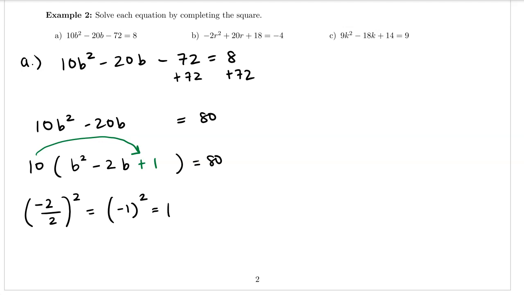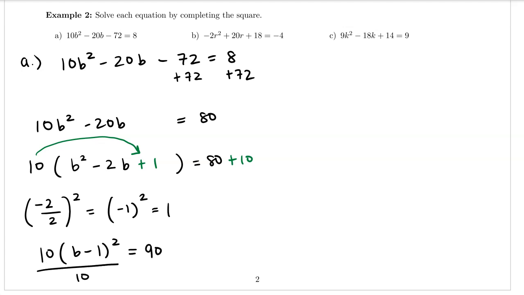And what's nice here is we have an equal sign. So if I'm adding 10 on the left-hand side of my equation, if I add 10 on the right-hand side of my equation, I should still have equality. So from here, I have 10, and then I'm going to factor the thing inside of my parentheses, and that's going to factor into (b minus 1) squared. The right-hand side will simplify to 90.